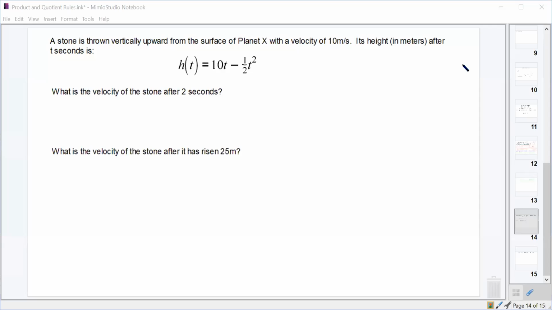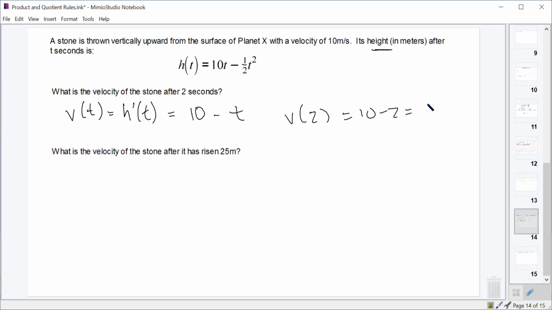The velocity of the stone after 2 seconds, since we're given a height or a position function, right? Height is a position. All we need to do to find the velocity is figure out the velocity function. What's v of t? That'd be h prime of t, which is 10 minus t. And if we want to figure out v of 2, it'd be 10 minus 2, or 8 meters per second.